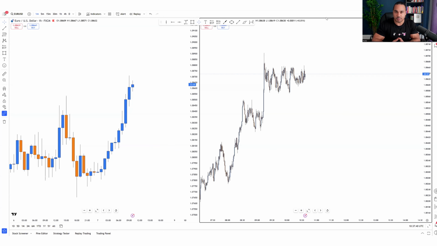And if you're looking to simplify your trading and streamline your process and identify consistent patterns so that you can execute with confidence, then stay right to the end.